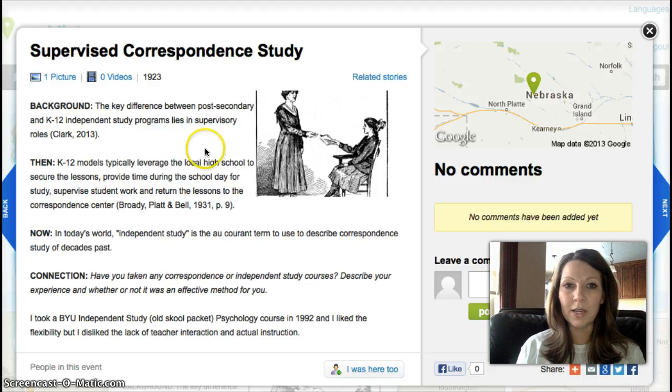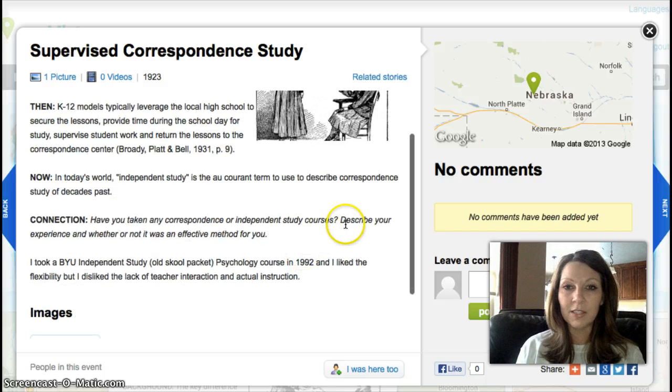In 1923, supervised correspondence studies emerged. The key difference between post-secondary and K-12 independent study programs lies in supervisory roles. Back then, K-12 models typically leveraged the local high school to secure the lessons, provide time during the school day for study, supervise student work, and return the lessons to the correspondence center. Now, in today's world, we would call that independent study, and there are a whole bunch of different types of independent study available, from packets that are print packets to online versions of the same type of thing.